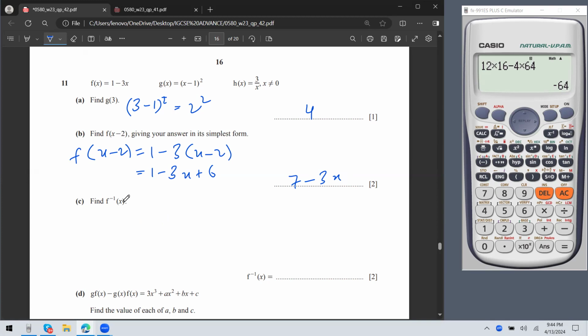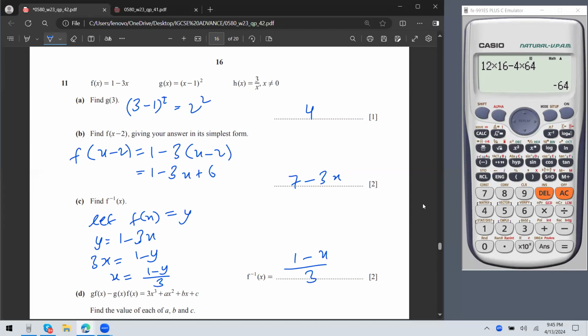Find f inverse. First of all, there are some steps that we should remember. Let f of x is equal to y is equal to 1 minus 3x, make x the subject. 3x is equal to 1 minus y, x is equal to 1 minus y over 3. So that is your inverse function. You just need to write in terms of the variable x: 1 minus x over 3. Any questions you can ask?